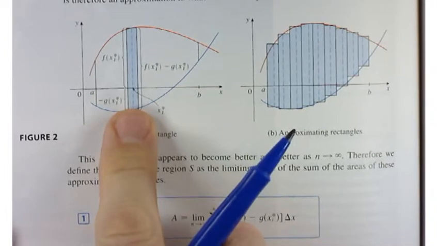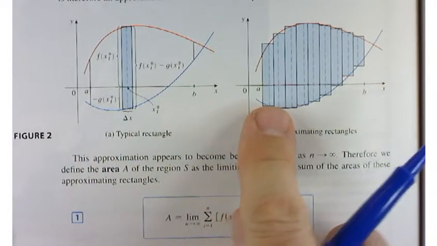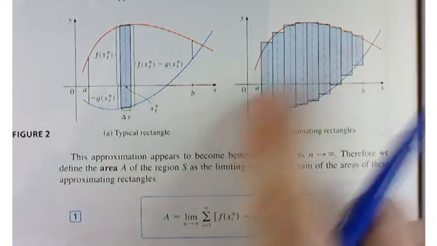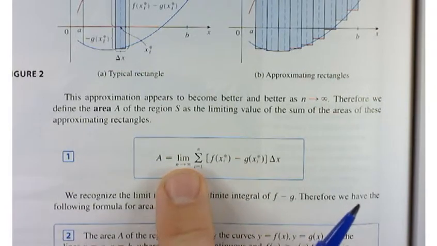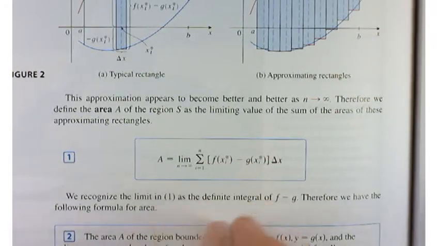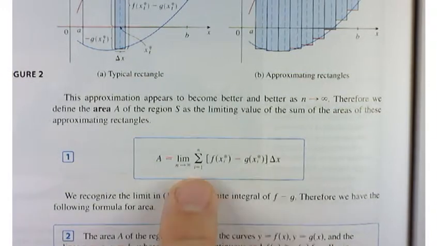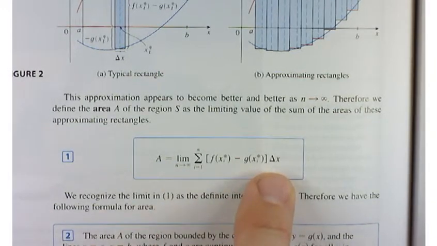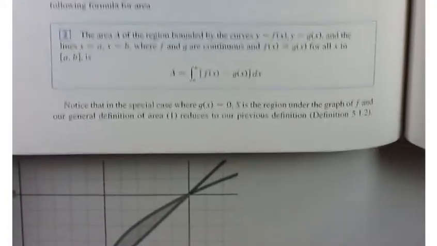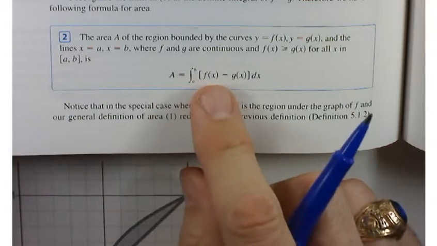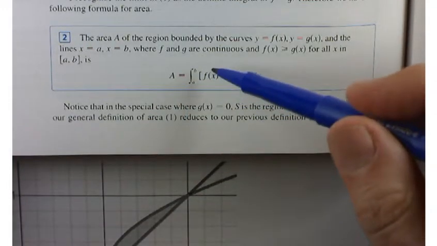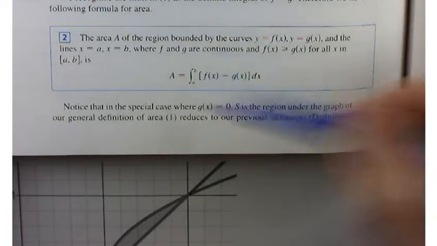We found the area of one rectangle. But then we've got to find the area of all these rectangles. We've got to add it up. And that turns into a sum. Then we take the limit of the sum as the number of rectangles tends to infinity, and this becomes an integral. And that's what we have down here. So the area bounded between a and b and between f of x and g of x, that's going to be our area. It's the area trapped between two curves.